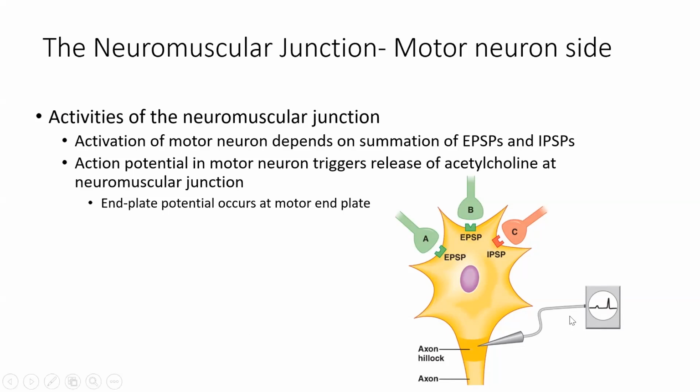Now, in the event that we do have an overwhelming excitatory event, we trigger an action potential that goes down the length of the motor neuron, and we trigger the release of acetylcholine at the neuromuscular junction, specifically down at the distal part of this neuron, which we know to be the axon terminal, okay? And remember, acetylcholine is the only neurotransmitter that is involved with neuromuscular events.